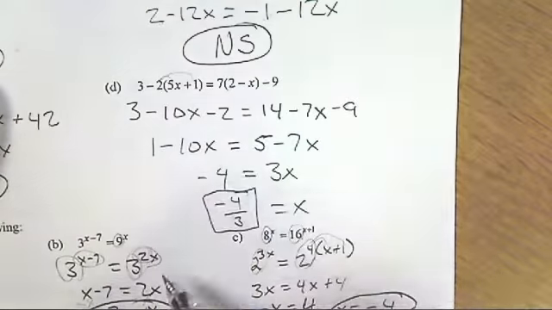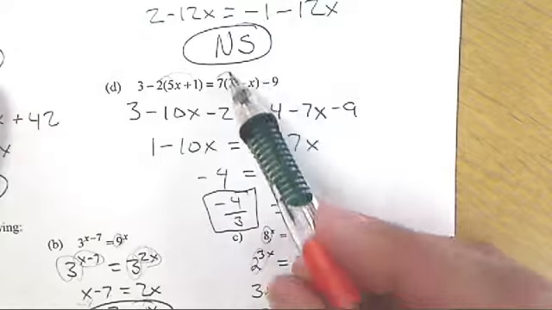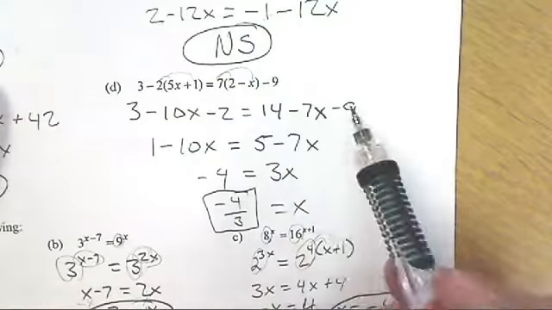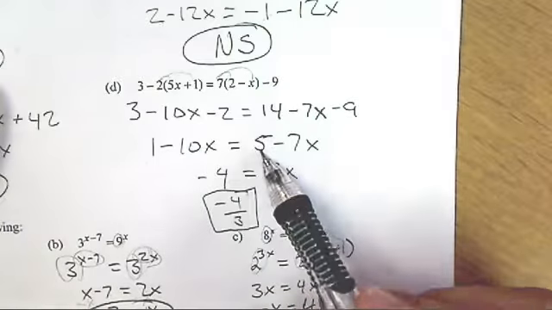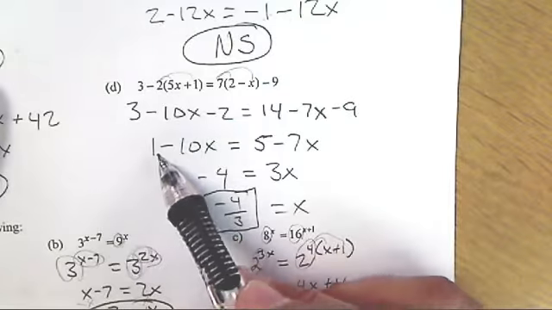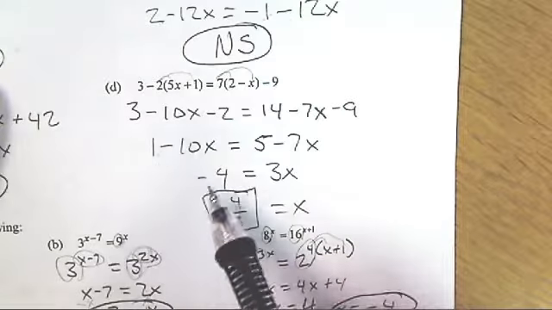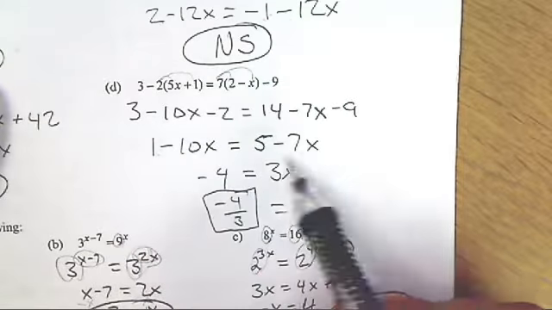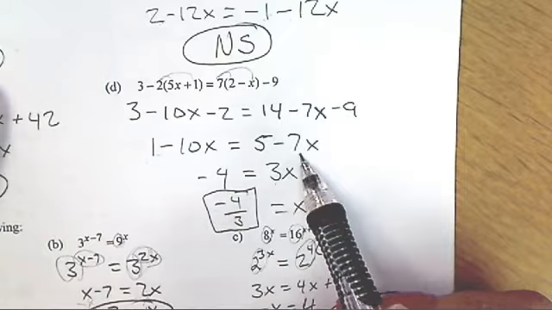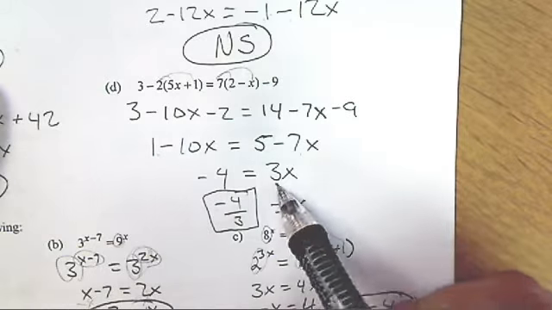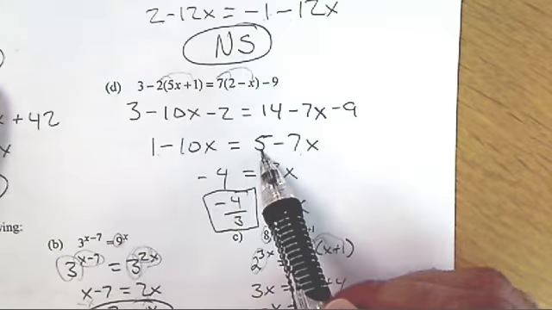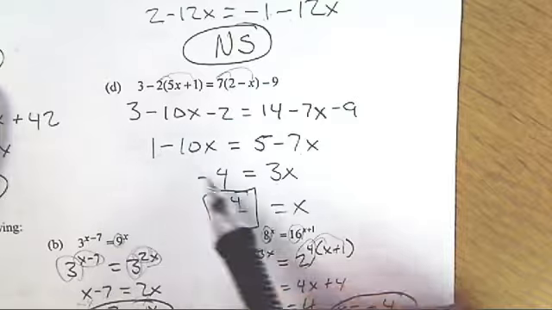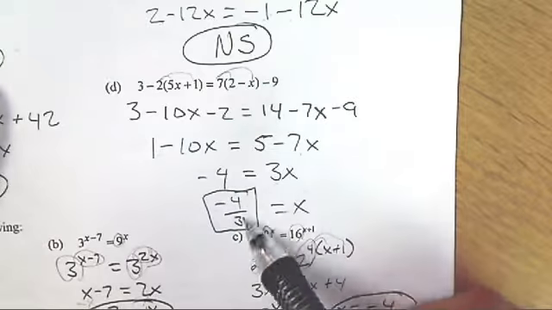Distribute. Combine like terms. I then added 10x to this side, add 10x to that side. So I got the 3x. Subtract 5 from both sides. That's how I got the negative 4. Divide by 3 on each side.